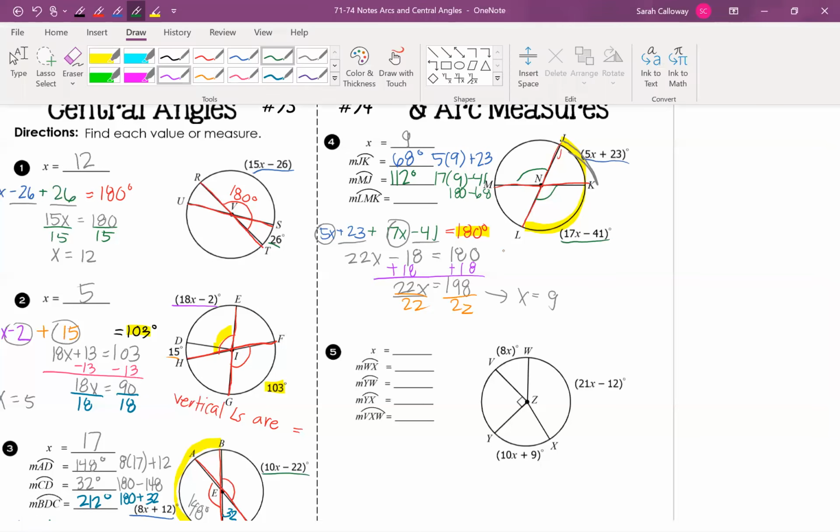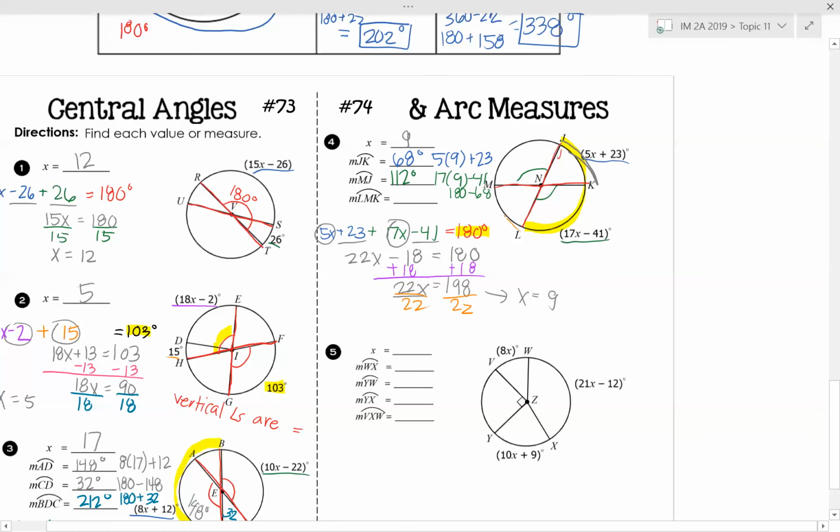So then my last one is LMK. So L to M to K. So L to J is 180 plus I have that extra 68. So if I do 180 plus 68, that's going to be 248 degrees.